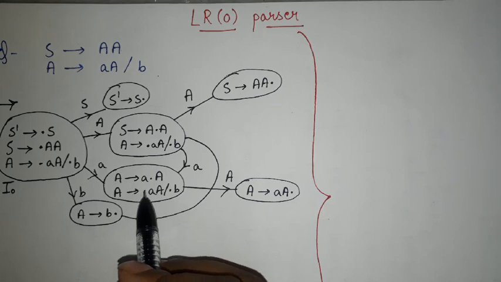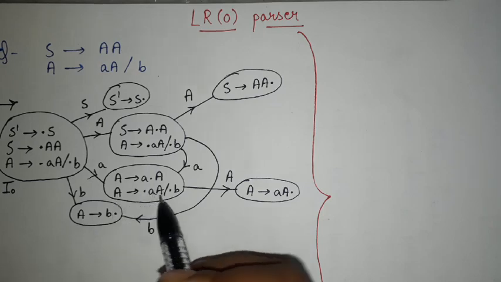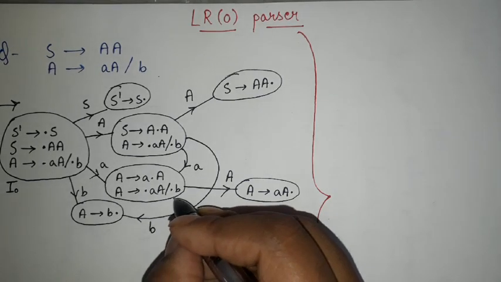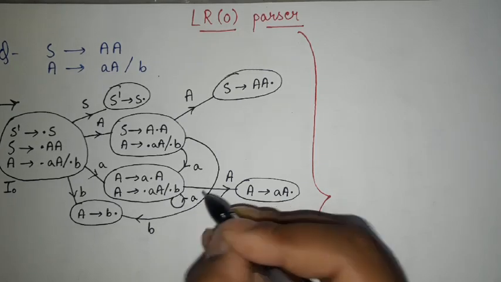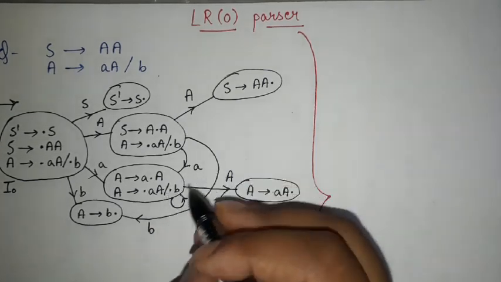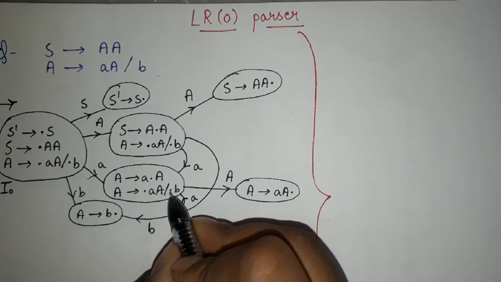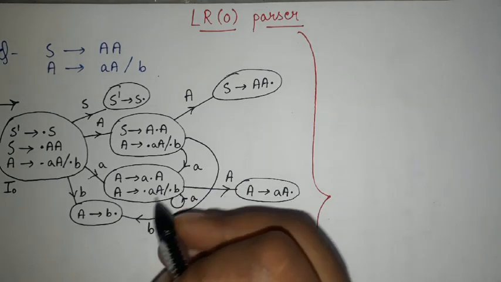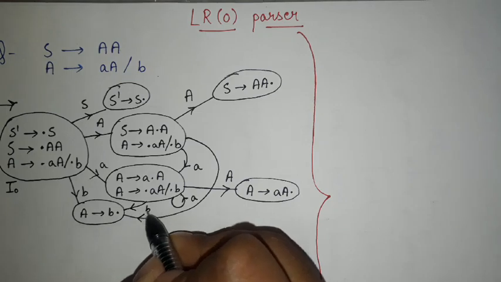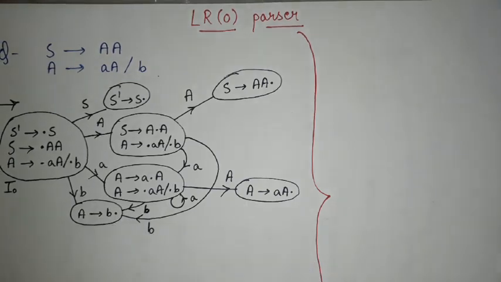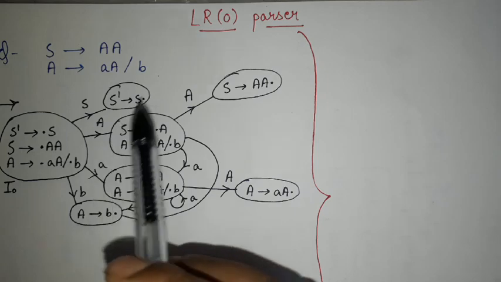And for this one, if I am doing, then A gives A dot. So for small a, I will be reaching in this state itself. It is a recursive function. For small a, I will be reaching here only. And for small b, A gives B dot. So for small b, I will be again going to this state. Fine. So this is how all the states will be. Yes. All the states are completed.